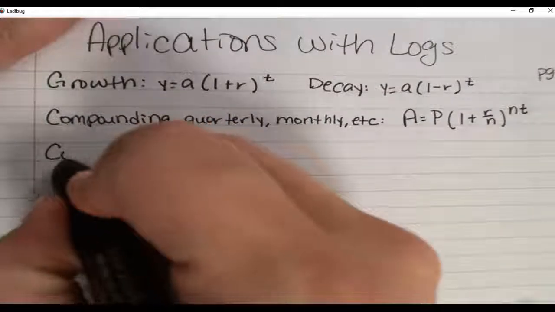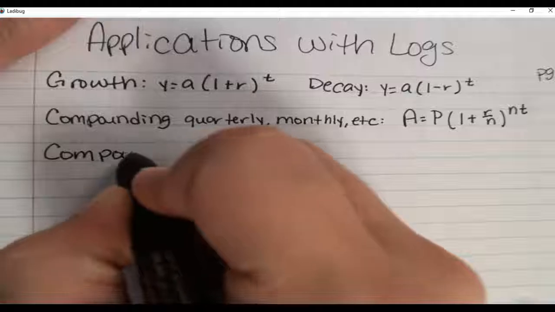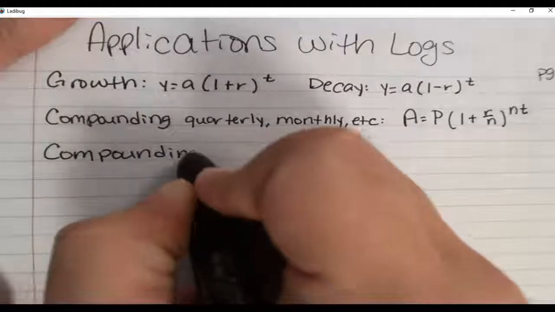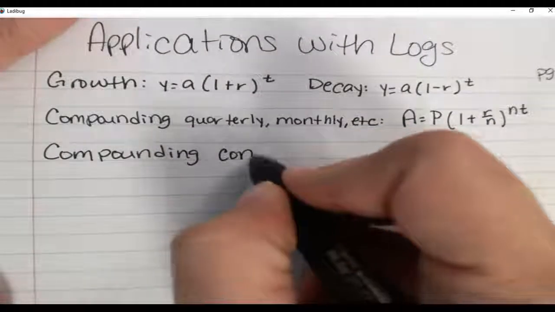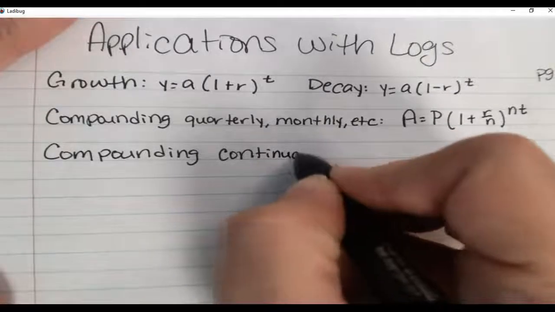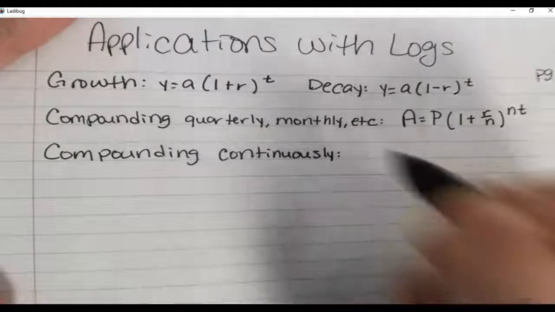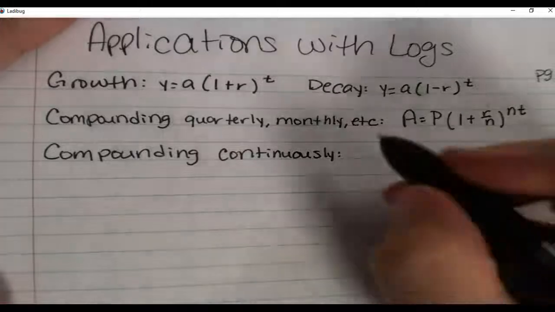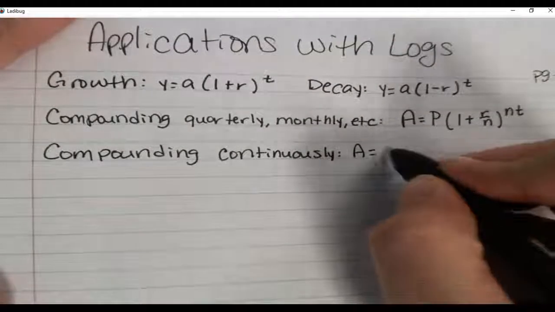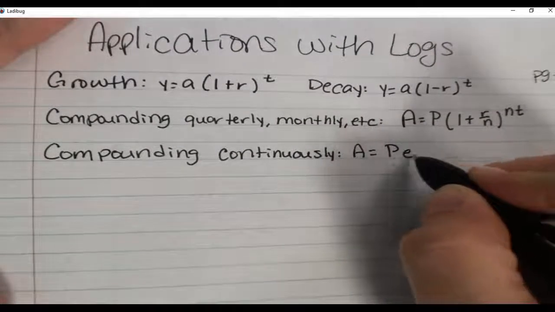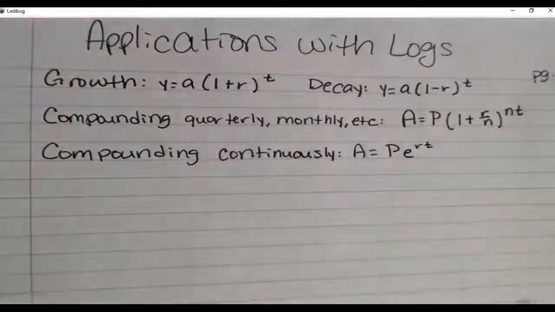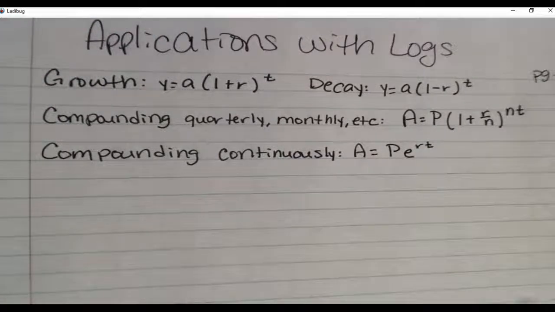And then the last one is if it's compounding continuously. So that one, A equals P E to the RT. Remember, E is the number E, it's not a variable.